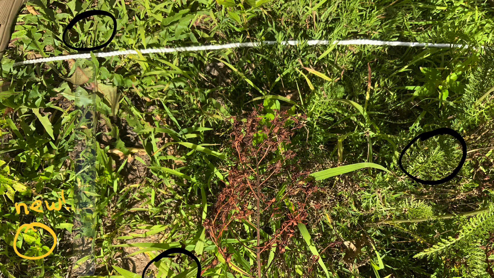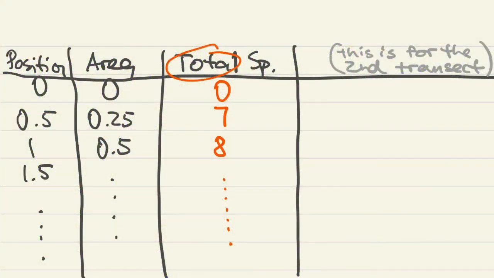And that's what I'm going to put into my table here. So I'm starting at 0 in the first half meter. There were 7 species. In the second half meter, I only added 1 for a total of 8.